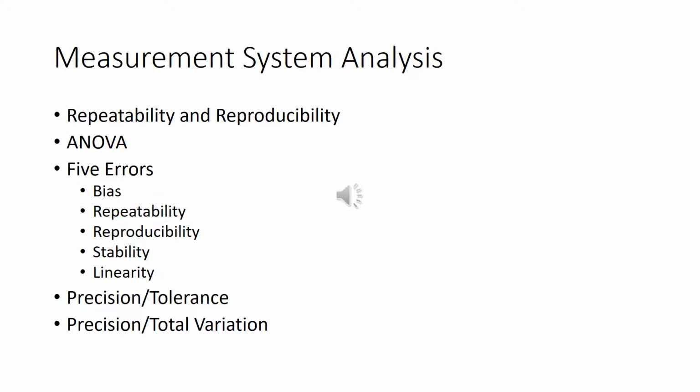That's what linearity is. A couple metrics you want to know. The precision to tolerance, which is basically 6 sigma divided by my total tolerance. And then they got precision to total variation, which is 6 sigma of the gauge to the total variation in the entire system.